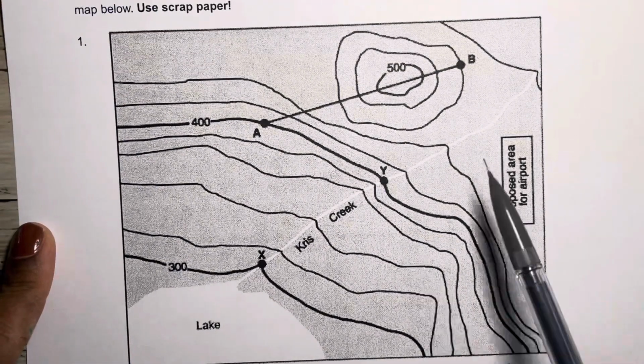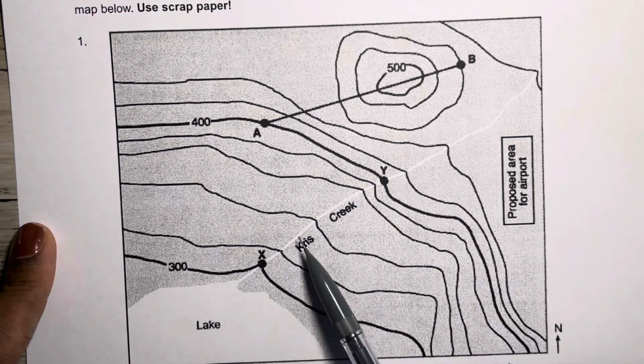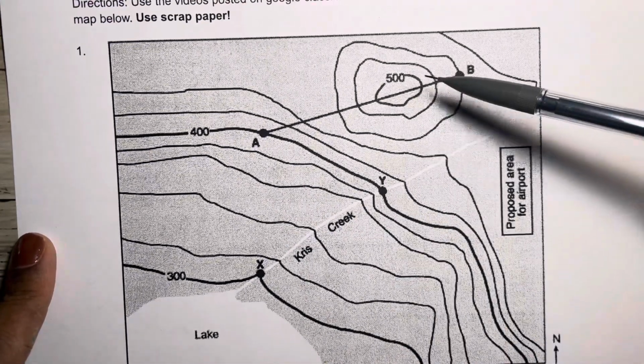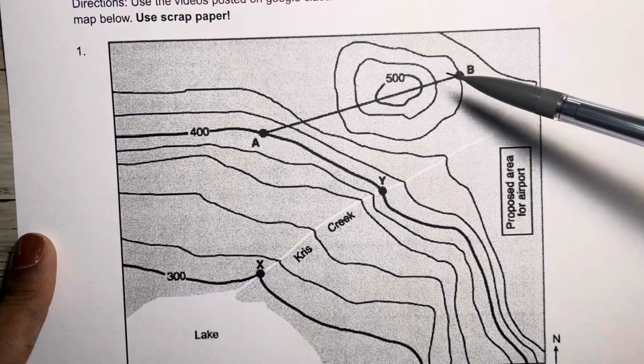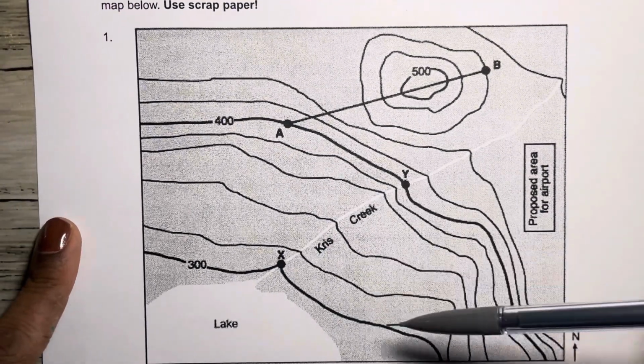And I see there's a creek, Chris Creek, a stream flowing. I see line A and B. I see these circular contour lines that represent mountains, and I see more horizontal contour lines.